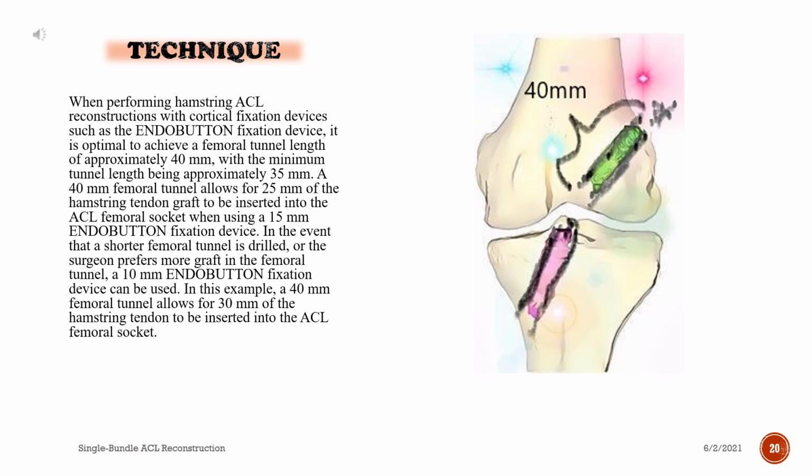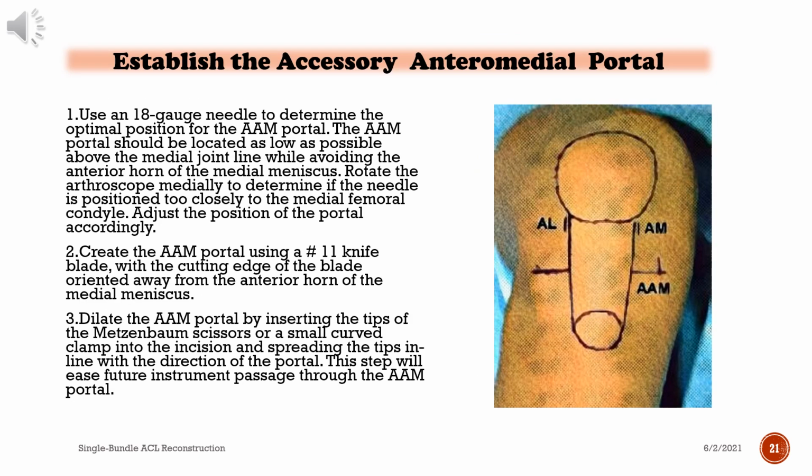In the event that a shorter femoral tunnel is drilled, or the surgeon prefers more graft in the femoral tunnel, a 10 mm EndoButton fixation device can be used. In this example, a 40 mm femoral tunnel allows for 30 mm of the hamstring tendon to be inserted into the ACL femoral socket. Establish the accessory anteromedial portal.